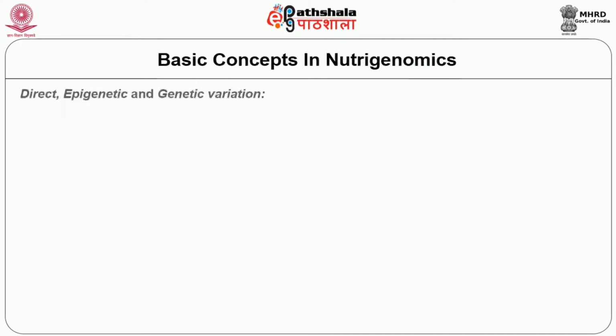So what are the basic concepts in nutrigenomics? The nutrient gene interaction has been based on three chemical classifications, which are named as direct, epigenetic and genetic variations.